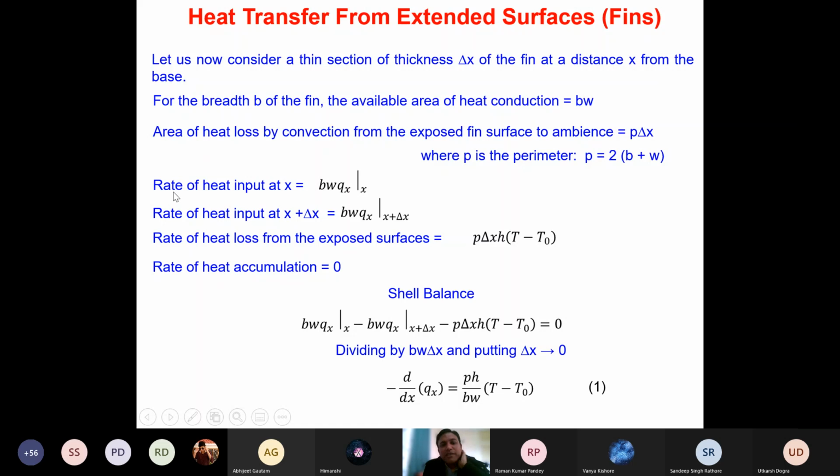So now what will be the rate of heat input at X? Rate of heat input at X will be cross-sectional area BW into heat flux qx at the location X. Similarly, rate of heat output, heat output, there should be output here. Okay.